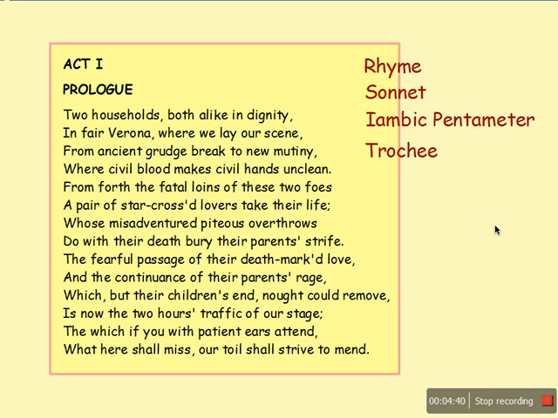metrical feet. Because "two households" is three syllables, but we need to know where we're stressing. Where are we putting our emphasis if we were acting this out? And as an audience member, we need to be able to listen to this. And as a reader, as a student of literature, we need to be able to see what exactly Shakespeare wanted to emphasize so that we would pay attention to that particular section more, because we'd realize it was more important.